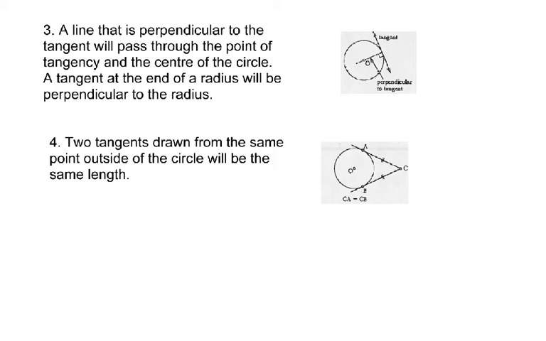For part 4, it says that two tangents that are touching the circle and go through the same point will have exactly the same distance, or same length, from A to C and B to C. That's all it's saying. There's nothing really to it. Now we're just going to go on to the next page.